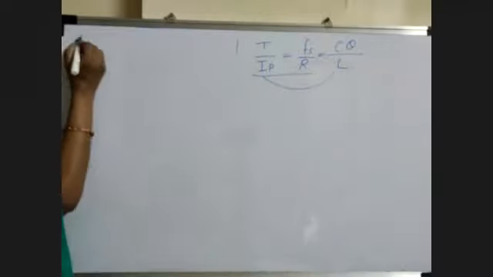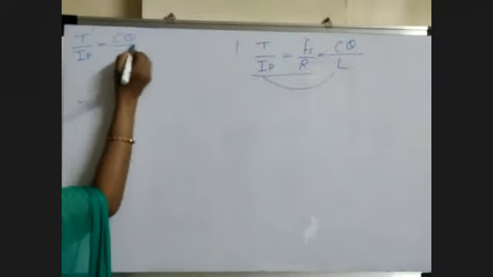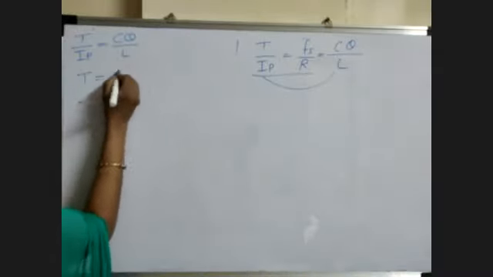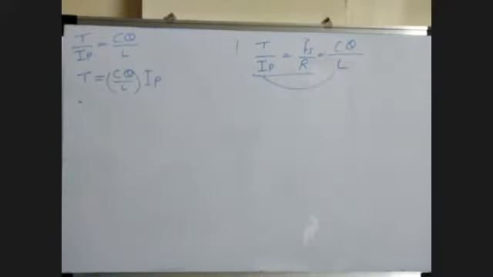Now what do we do? We equate first and third. So what do we get? T upon Ip is equal to C theta upon L. This is the torsional formula. T is equal to C theta upon L into Ip. This is the torsional formula based on the angle of twist equation.